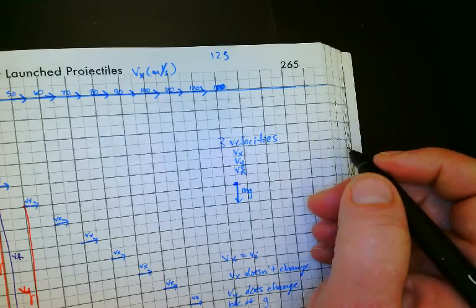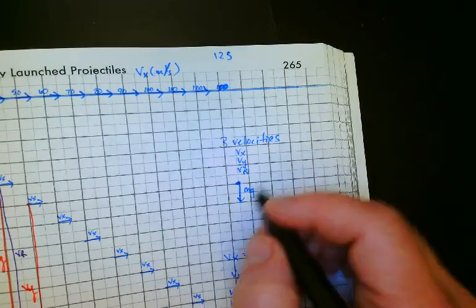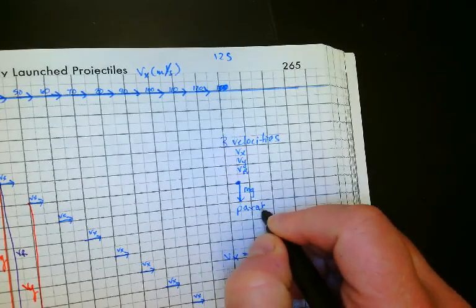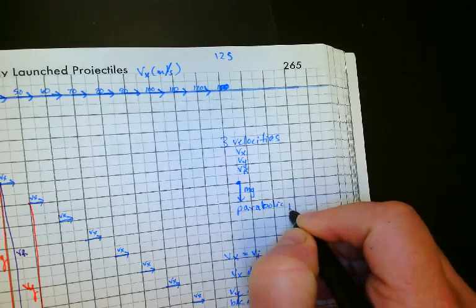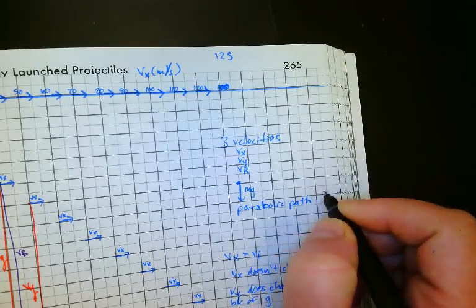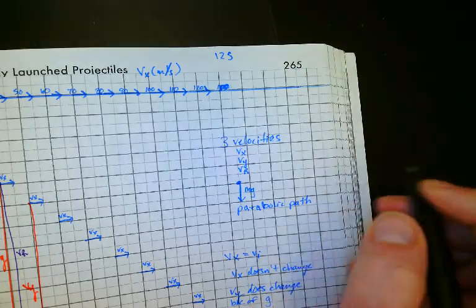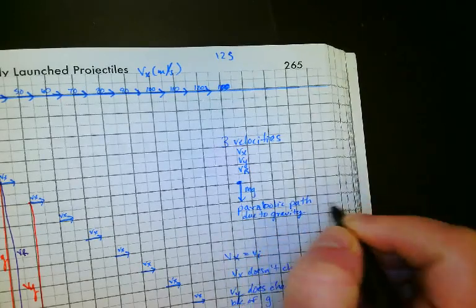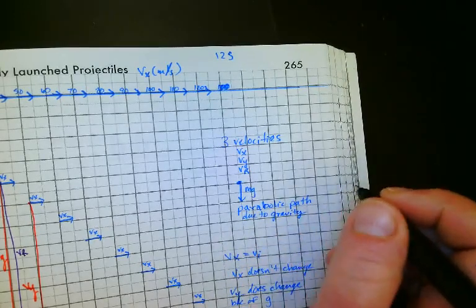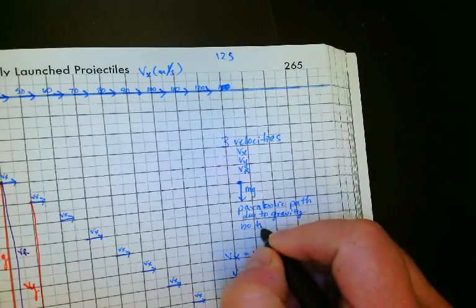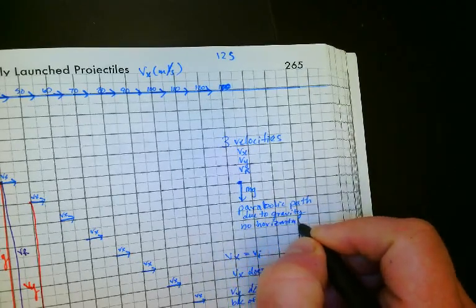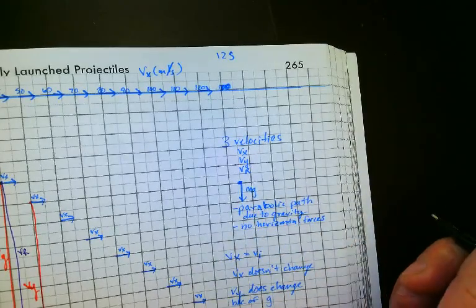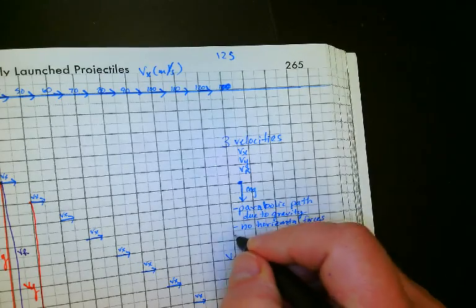Okay? They travel in a parabolic path due to the influence of gravity, due to the gravitational field. There are no horizontal forces. Okay? The vertical acceleration is caused by gravity.